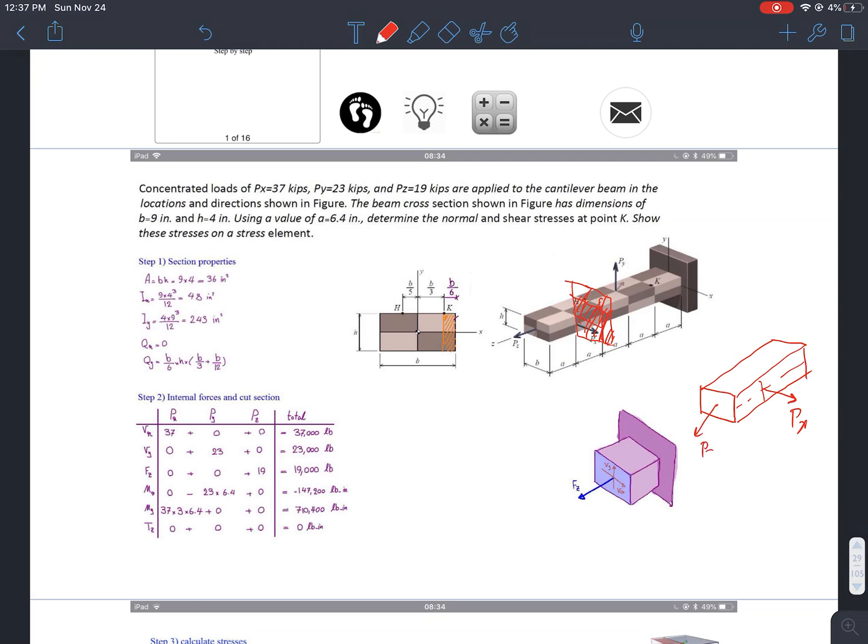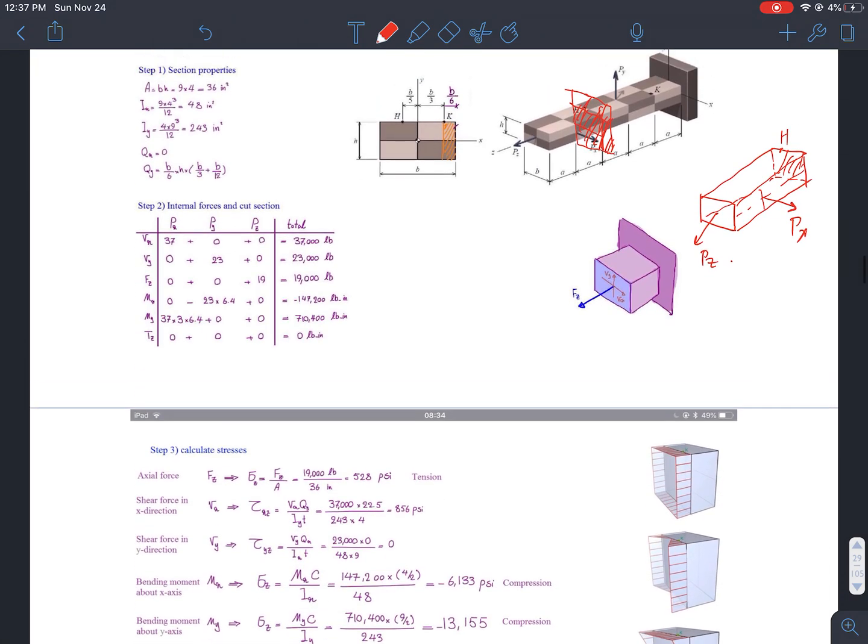I have a force going this way, force going that way. So first thing first, if I make a cut here, this is my point H, by the way. On this section right here, I need to see what type of forces I have. So I make a tiny table here, okay, internal force and cut sections. I will have X normal force, Y normal force, Z normal force. Is that right? And I can find them correspondingly.